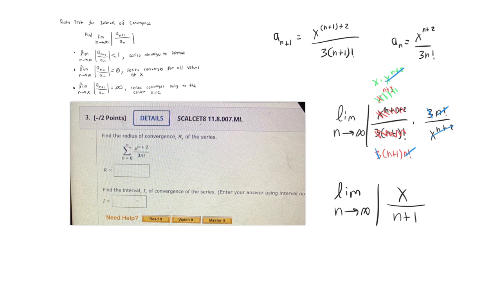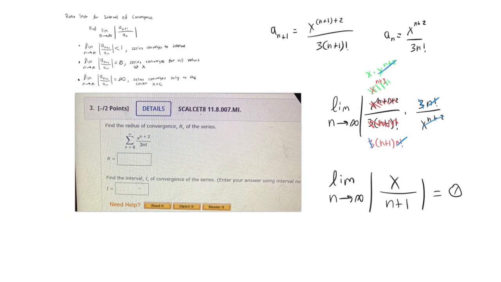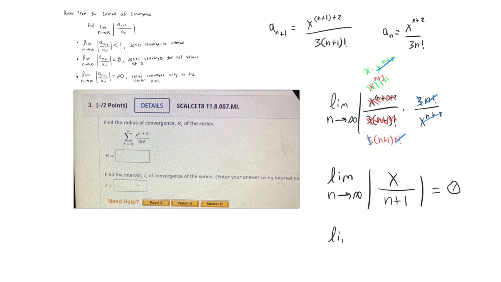over n plus 1. And when we put in infinity there, well, that's just going to become 0, because this denominator would get infinitely large. And you could also sort of recognize that this could be rewritten as the limit as n approaches infinity of x times 1 over n plus 1. And seeing as how this part would become 0, well, it would be 0 times x, and that equals 0.